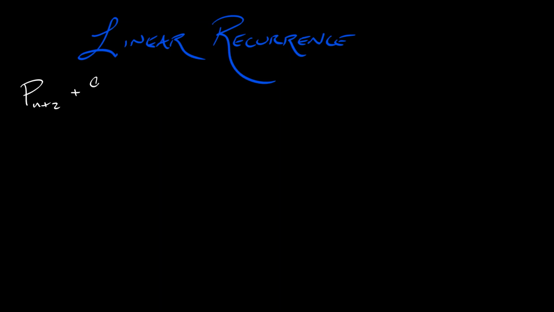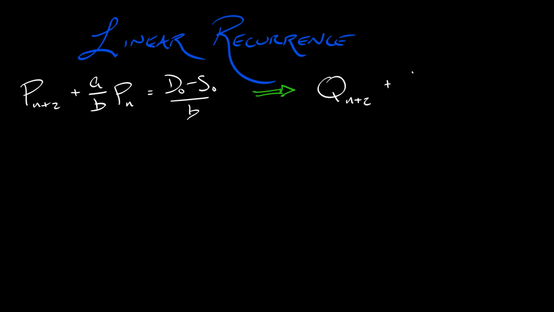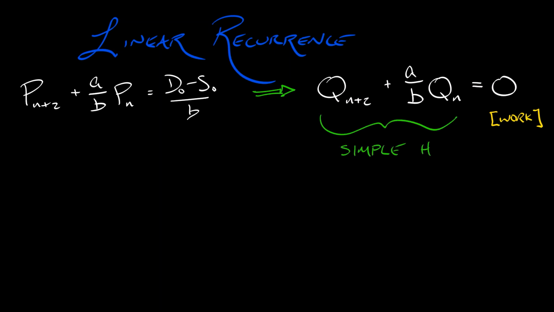Now, what happens when I substitute that into our affine recurrence relation, Pn plus 2 plus A over B Pn equals D naught minus S naught over B? I say, look, Pn is really Qn plus P star. Pn plus 2 is really Qn plus 2 plus P star. I do that substitution. What you get is Qn plus 2 plus A over B Qn equals 0. Now, it takes a little bit of work to show. You can do the algebra on that. What I want you to do is look at this. What does this look like? That A over B, that's a positive number. This looks a little bit like a discrete time simple harmonic oscillator.